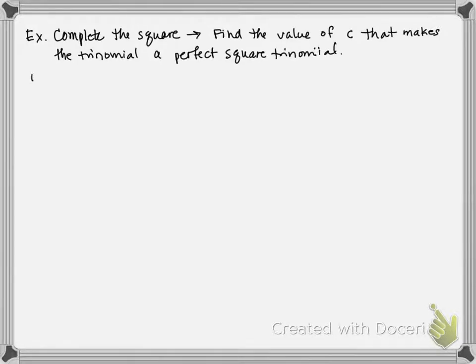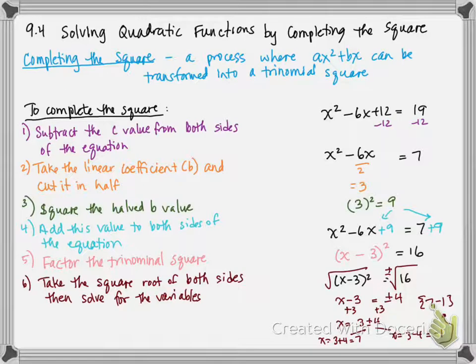Okay, so first problem, we've got x squared plus 4x plus c. I'm not even sure we'll have a c to deal with, so we won't do step 1 because it's not there. We're going to start at step 2. We'll take the linear coefficient b, cut it in half, square the halved b value, and then put it back into the equation, and then we can even verify that we can factor it, okay?